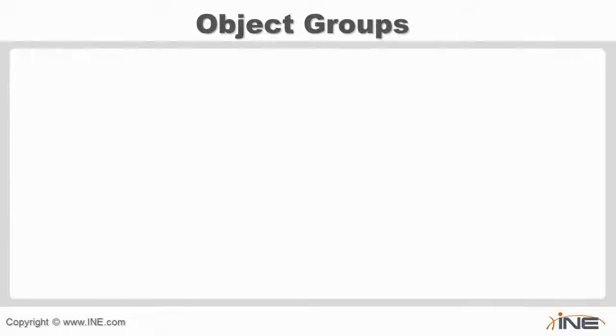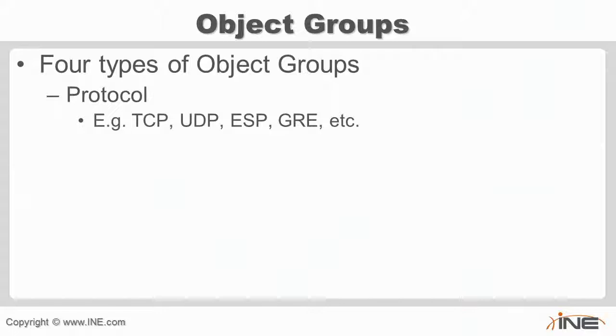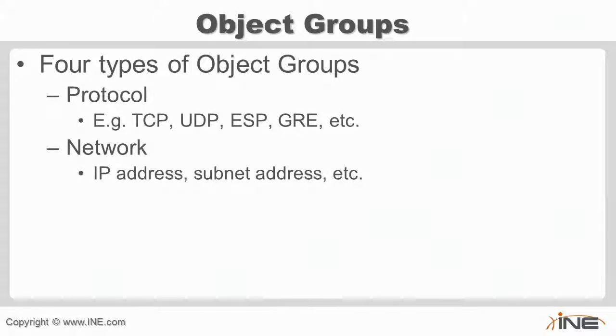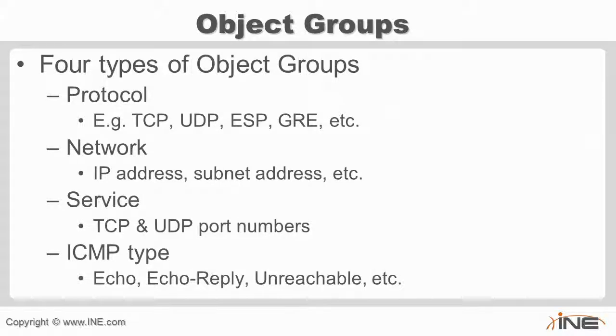Now in the object group, there's 4 different types of grouping, where we have the protocol, which would be like, is it ESP, is it OSPF, is it a GRE tunnel? The network would be what is the individual IP host address, what's the subnet. The service would be what's the layer 4 port number. So is it DNS, is it Telnet, is it SSH? And then the ICMP type. So is it a ping, is it an unreachable, etc.